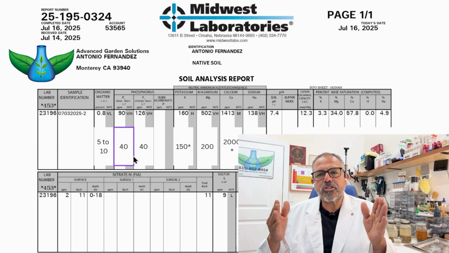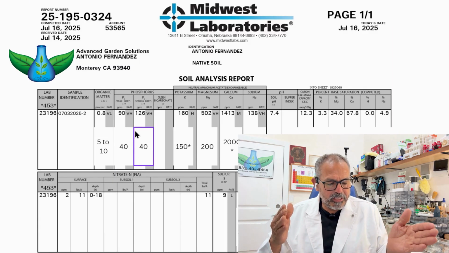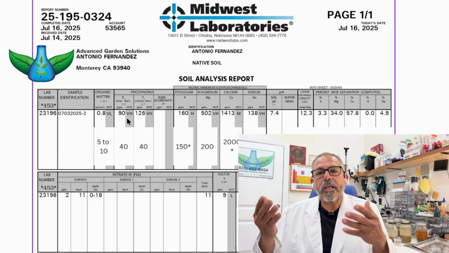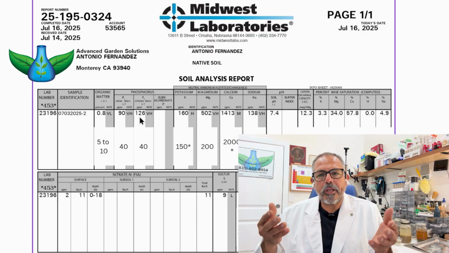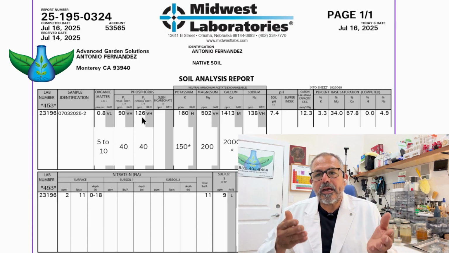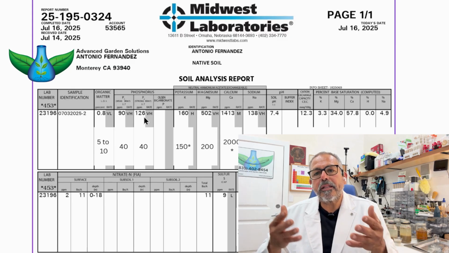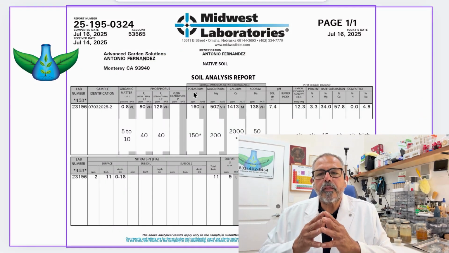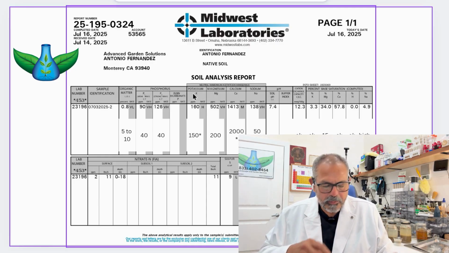The ideal level should be around 40 parts per million. However, in this sample, we have 90 parts per million in the weak Bray test and 126 parts per million in the strong Bray test, which is extremely high. When phosphorus levels become too high, they can actually turn toxic for plants and prevent other mineral nutrients from being properly absorbed. Moving on to potassium.